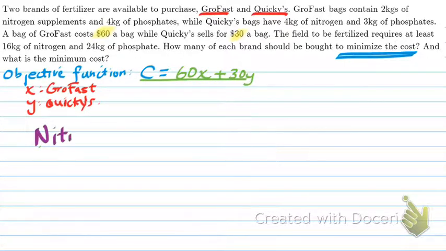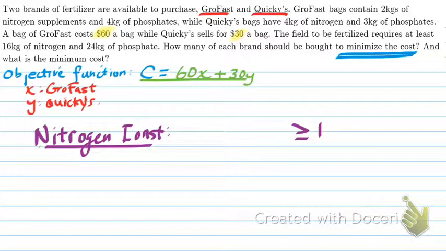So let me write out first here the nitrogen restriction, or constraint to use a more appropriate term. The nitrogen constraint. We have to have at least, so another way of saying at least is our quantity must be greater than or equal to 16 units of nitrogen, or 16 kilograms, which I'm getting from right there. So every GrowFast bag has 2 kilograms of nitrogen, right? So for every GrowFast bag X, I'm getting 2 kilograms of nitrogen from that. Meanwhile, from every Quickies bag, which is Y, I'm getting 4 kilograms of nitrogen. So it's 2X plus 4Y.